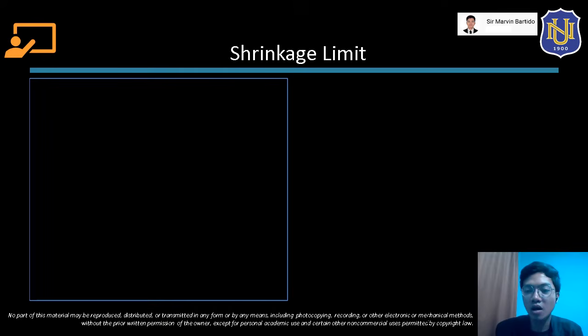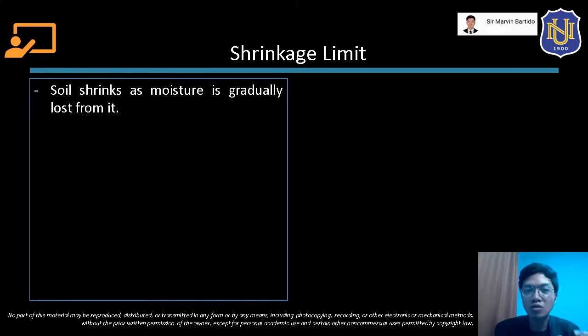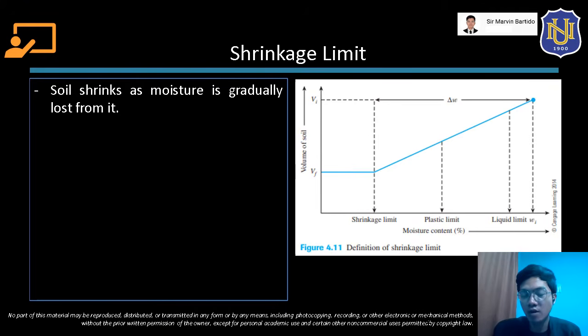Okay, so let's now talk about shrinkage limit. So soil shrinks as moisture is gradually lost from it. Let me explain that, class, using this graph. Let's say, class, initially our soil has an initial water content, and with that initial water content it also has an initial volume. In this graph, the x-axis is for the moisture content, and the y-axis is for the volume of the soil.